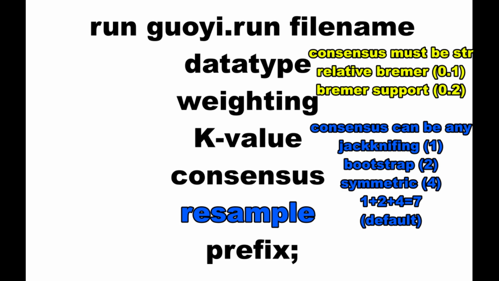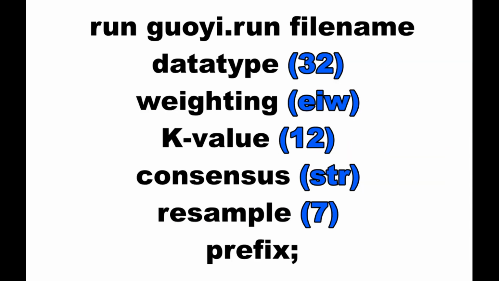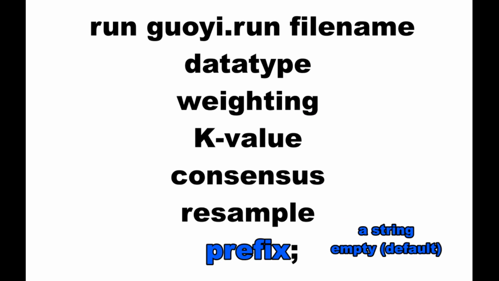topology of the trees. So, in essence, the default command can also be written as TNT space run space guoyi.run space file name space 32 space EIW space 12 space STR space 7. Of course, you can also add space prefix at the end of the command, which is useful when running multiple analyses in the same folder.